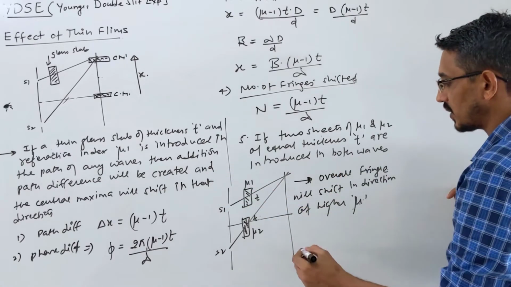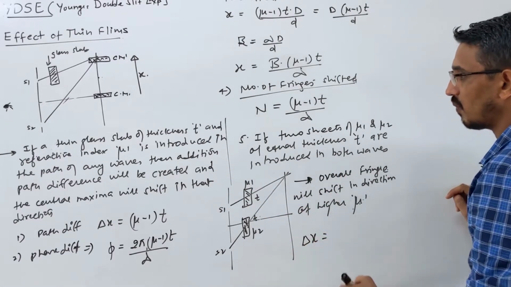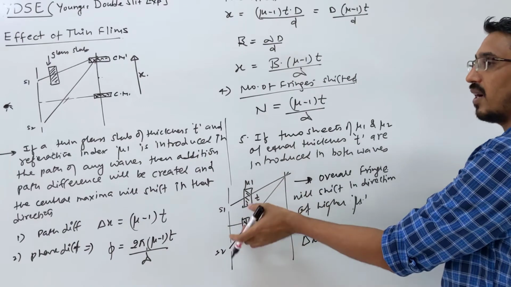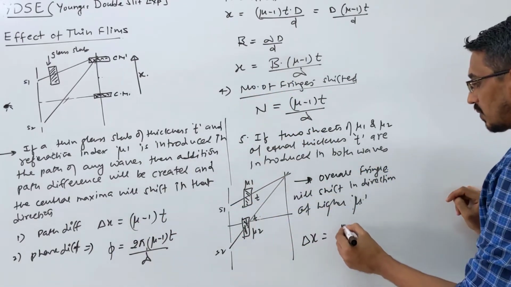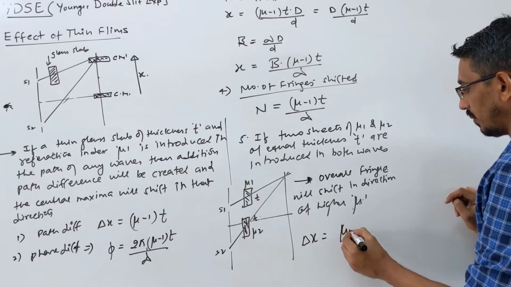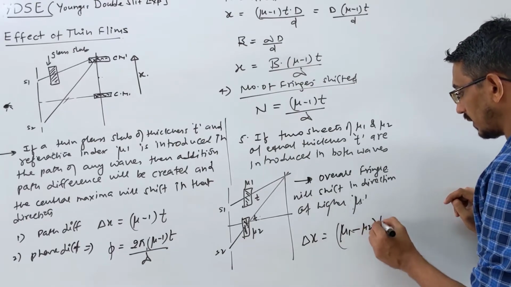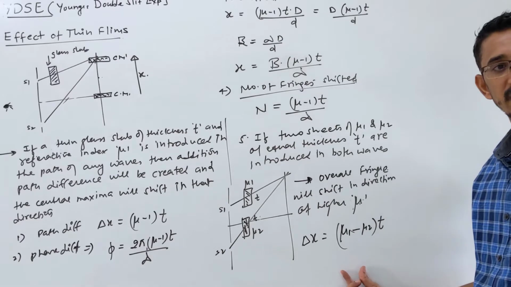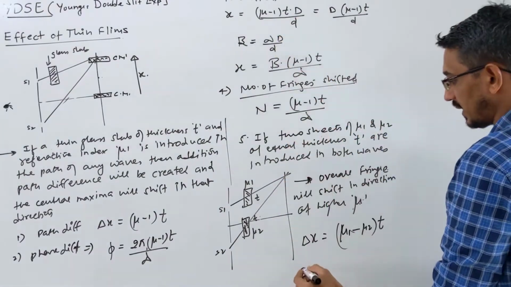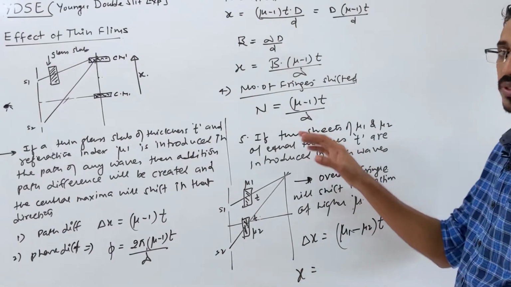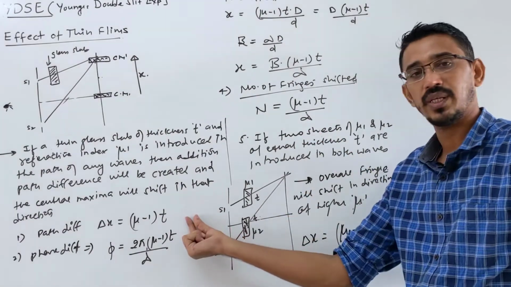So if they want you to calculate the path difference here, the answer will be: this path difference is upward, that path difference is downward, you subtract them, and you'll get the answer like this: (mu1 minus mu2) into thickness. This will be your overall path difference, right? Or by what amount they are shifting, x, they are asking. I'm not writing the question name. Path difference is this much. Okay, this is the question.